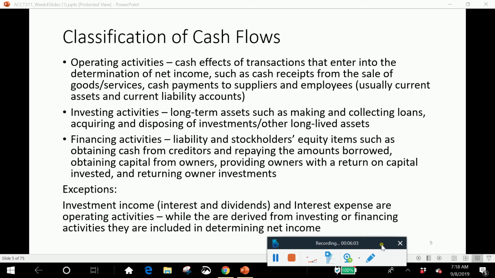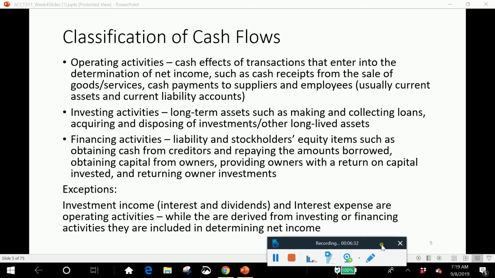Investing activities tend to be long-term assets, such as making and collecting loans, acquiring and disposing of investments, and other long-lived assets. So again, from the balance sheet, these tend to be your long-term asset accounts. And then finally, we have financing activities. The financing activities tend to be your long-term liability and your stockholders' equity items from the balance sheet.